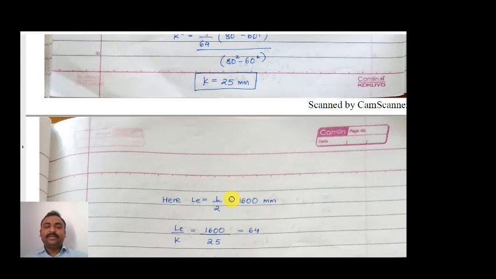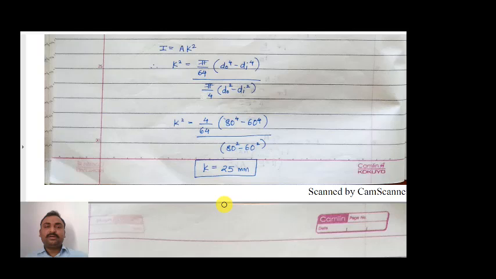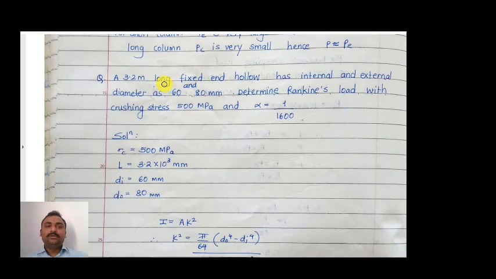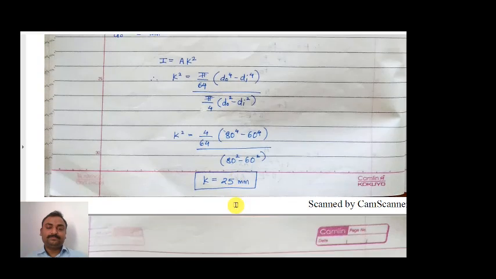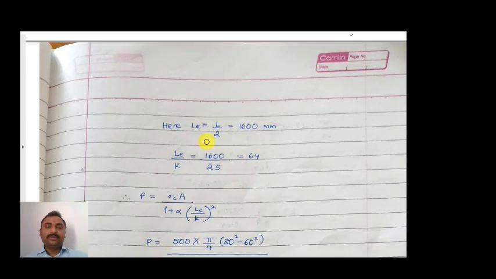Okay, find out LE by K. Now here you can see in the question it is a long fixed end hollow tube with internal and external diameter. So fixed end means both ends are fixed. So both ends are fixed, we know that the equivalent length will be L by 2. Equivalent length will be L by 2. Okay, so we'll find out the slenderness ratio, that is LE by K. So the slenderness ratio is 64.